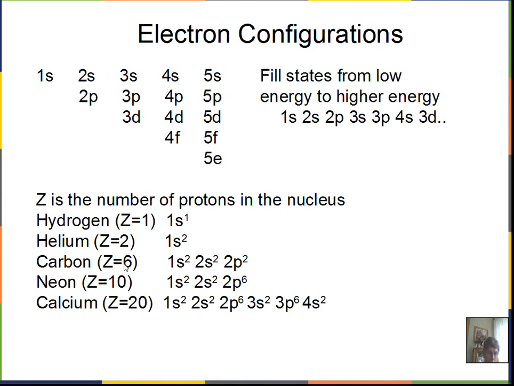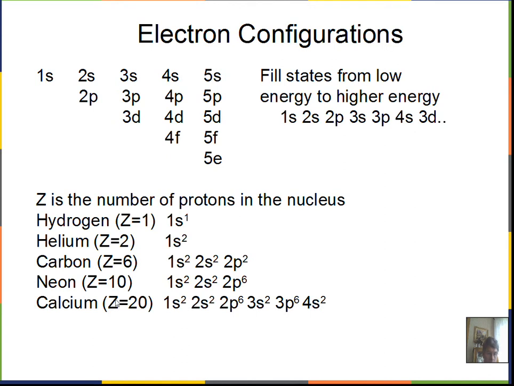Carbon, a Z of 6, there's 6 electrons. 2 will go in the 1s state, 2 will go in the 2s state, and we can put 2 in the 2p state. Neon, 10 electrons, so 2 in the 1s, 2 in the 2s. The p can hold 6. Do you remember why? p is L equals 1, and m sub L will then be -1, 0, and +1. Each m sub L state can hold 2 electrons, spin up and spin down. So 6 electrons fit there.